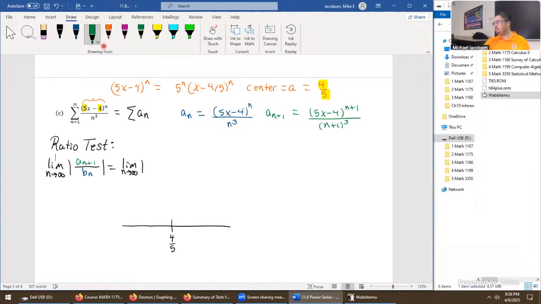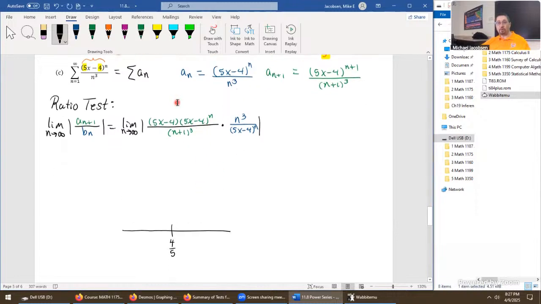The limit as n heads towards infinity. a_(n+1) is this structure, but let's factor it down just a bit for ease of cancellation. 5x minus 4 times (5x minus 4) to the nth power. Then divide it by (n plus 1) cubed, we can leave it in that format. We can still take the limit even if we didn't expand it. Multiply by the reciprocal of this one, n cubed over (5x minus 4) to the power n.